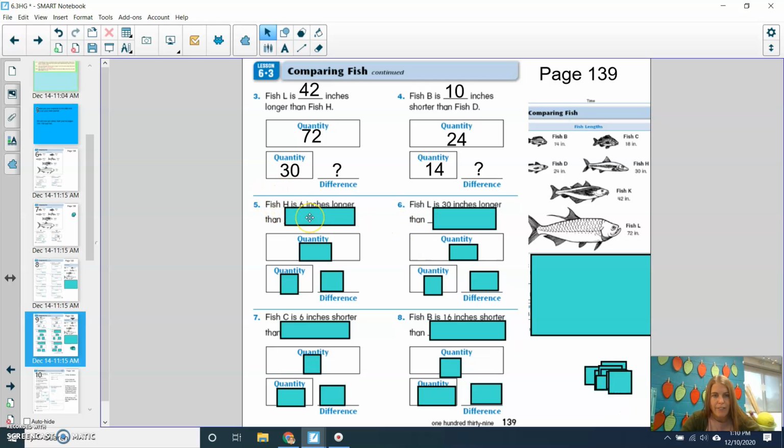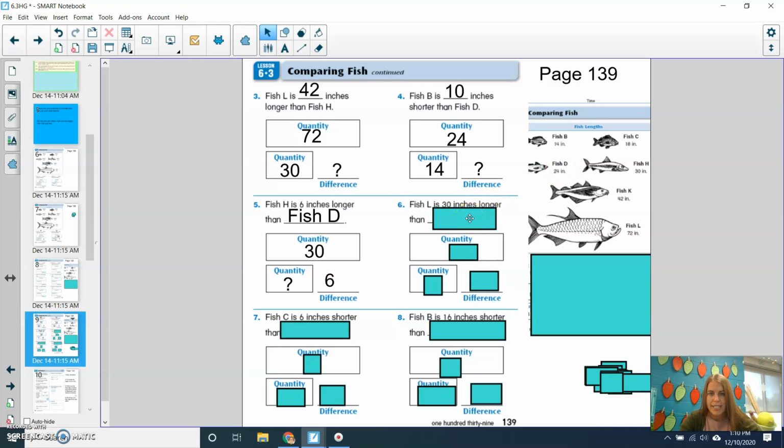For question 5, I know fish H is 6 inches longer than what? So if I look at fish H and I see that that's 30 inches, and so this time I know that my difference is 6, so I need to figure out what that missing quantity is. That's what I'm trying to solve. And so my answer, I should have fish D, because I know that 30 minus 6 is 24, and fish D is the fish that's 24 inches.